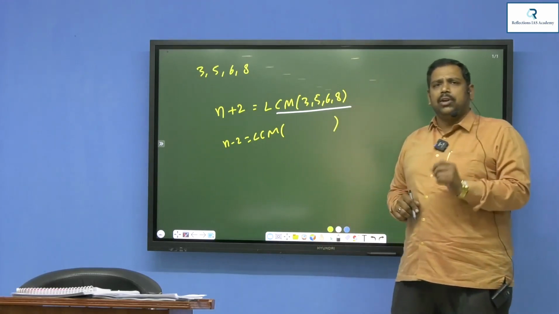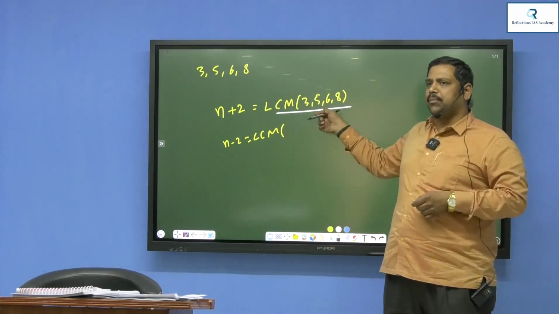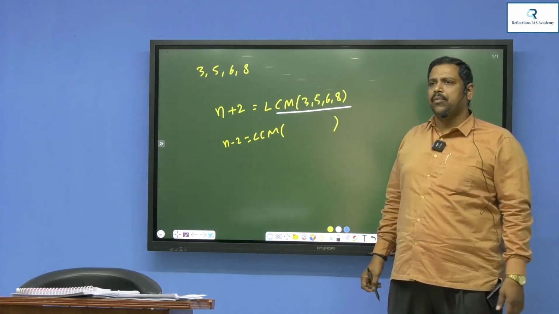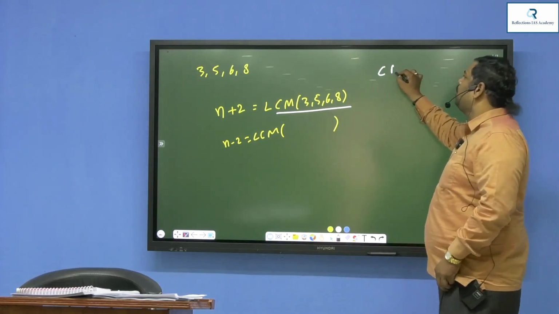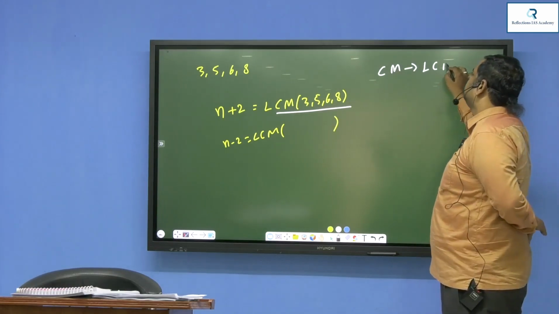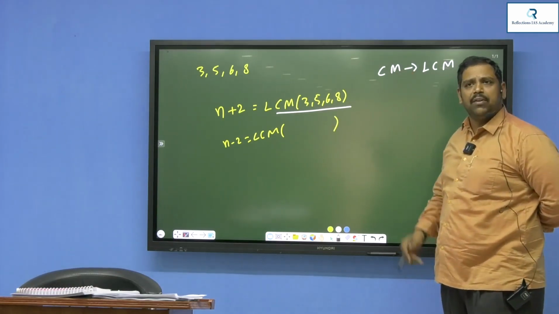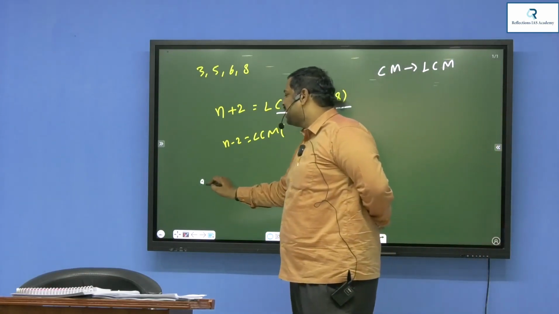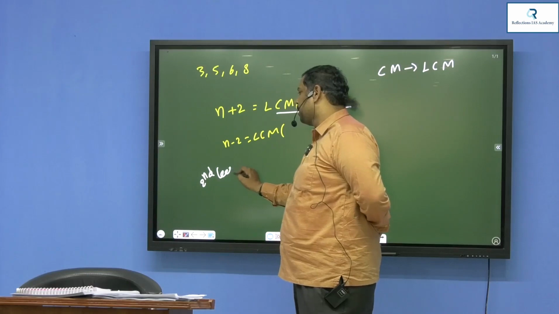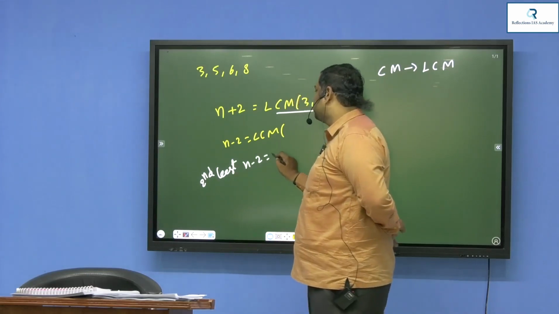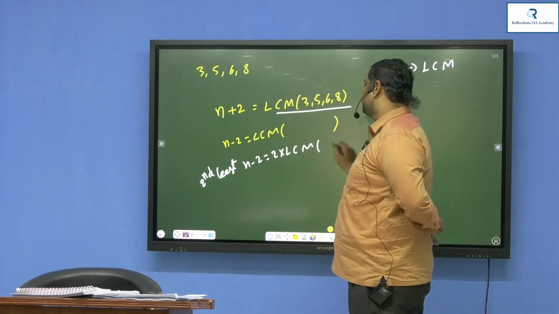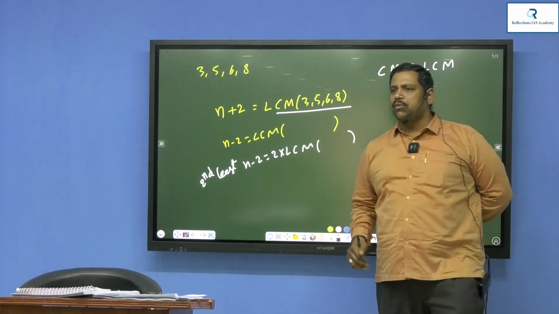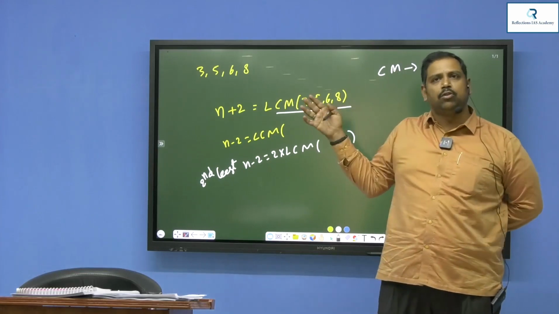If you want the least number, it will be the LCM. If you want the second least number, it is not the LCM, it is just a common multiple. The rule is that all common multiples are multiples of the LCM. Now if he asks about the second least such number, then n minus 2 is 2 into the LCM of the given numbers. Am I clear? If he asks about the fifth least number, he will write 5 into the LCM of those numbers. Is it clear?